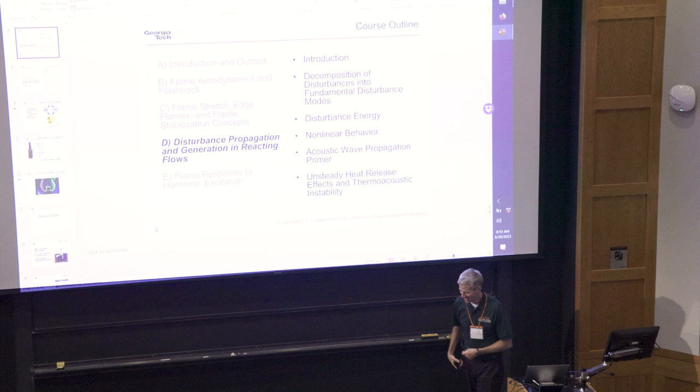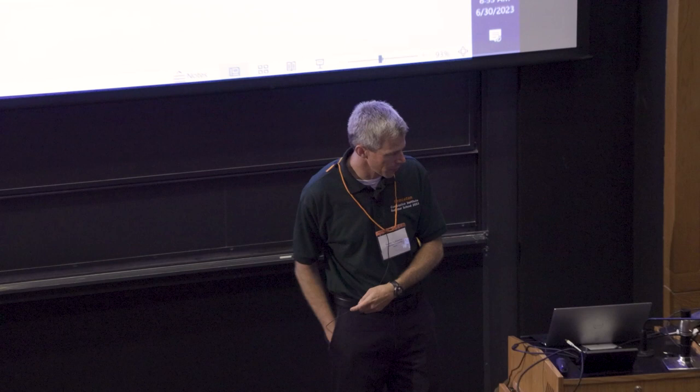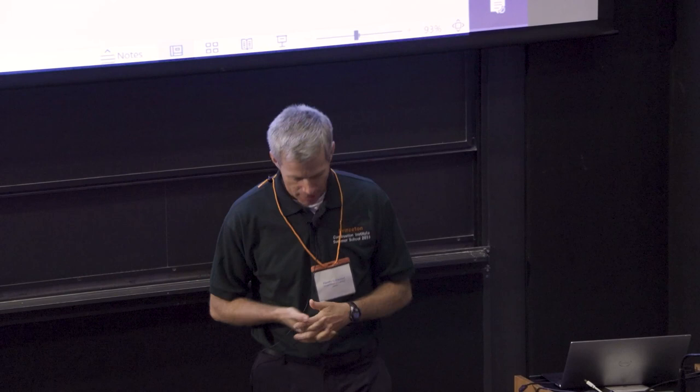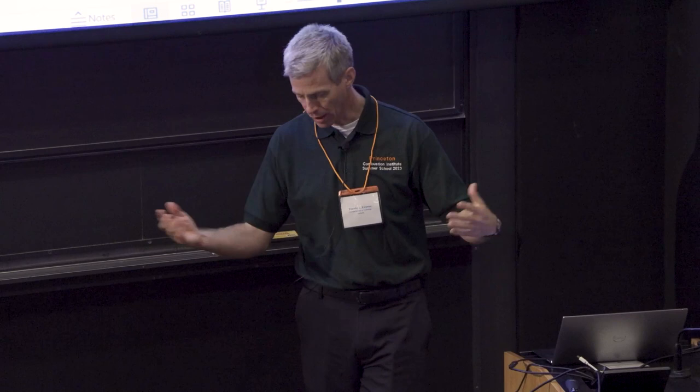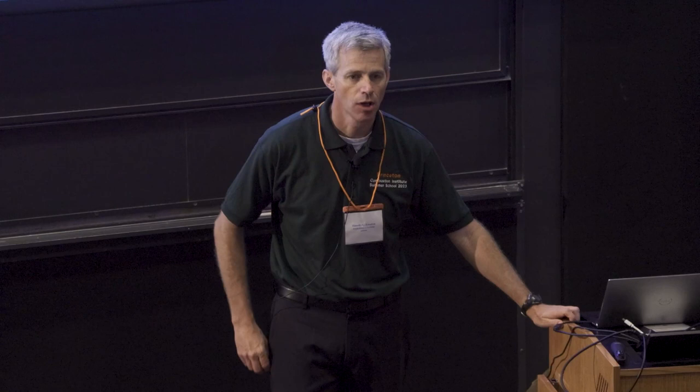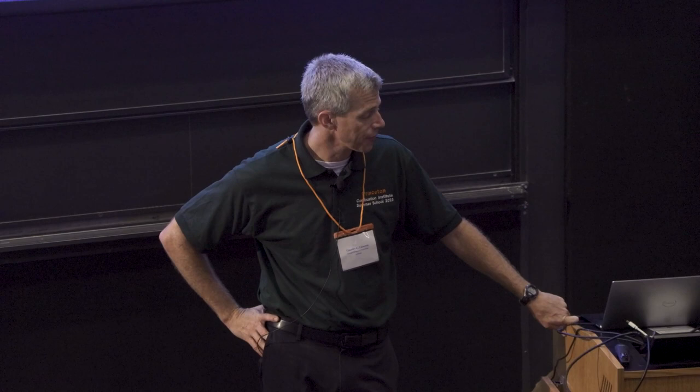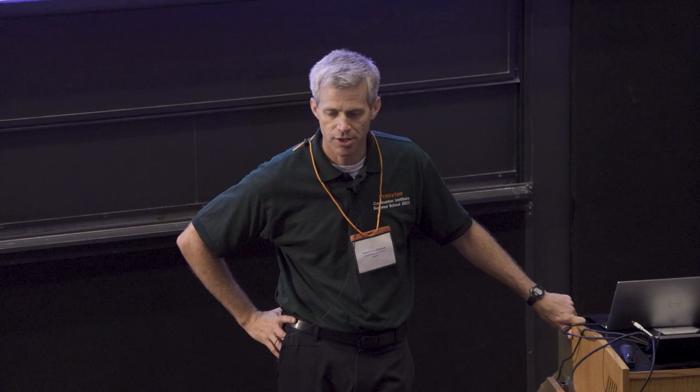Okay, so we're going to flip forward in your book a little bit. We're going to jump to D, and I want to spend the first half of today talking about disturbances in general, disturbances in reacting environments, and where they come from, how we can decompose them, how they propagate, how they interact, and what the sources for disturbances are. And then the second half of this morning, I want to talk about how flames respond to disturbances, which is a pretty interesting topic in and of itself.